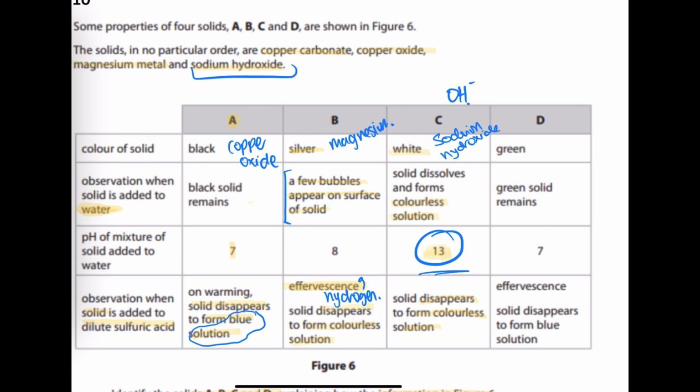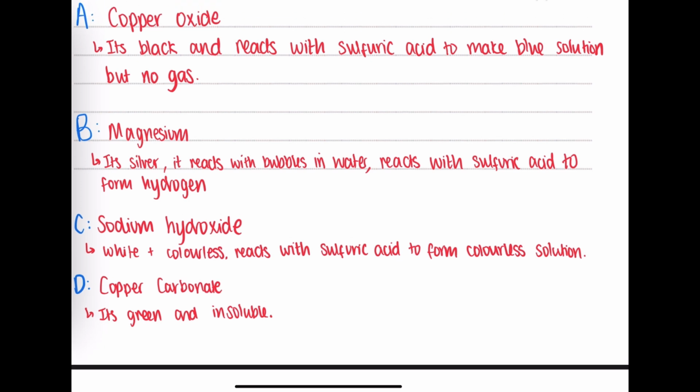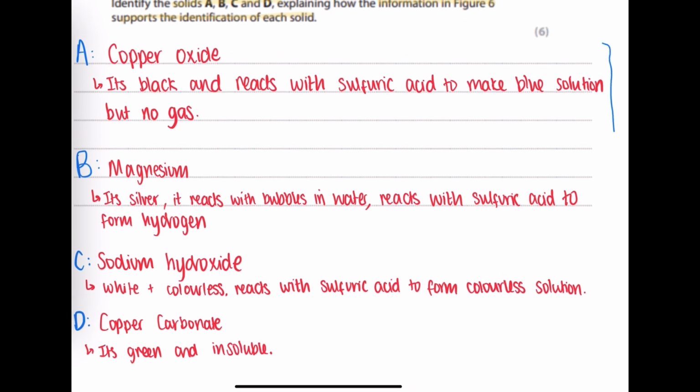therefore it has to be C. Now with D, we know it's green, and green solid remains, and also that it's effervescence and it disappears to form a blue solution. Because it's green, we know that this is copper carbonate. And also because copper carbonate is completely insoluble, this is why the green completely remains. So over here, you can screenshot this, and it's basically me explaining exactly what we were just saying over there.